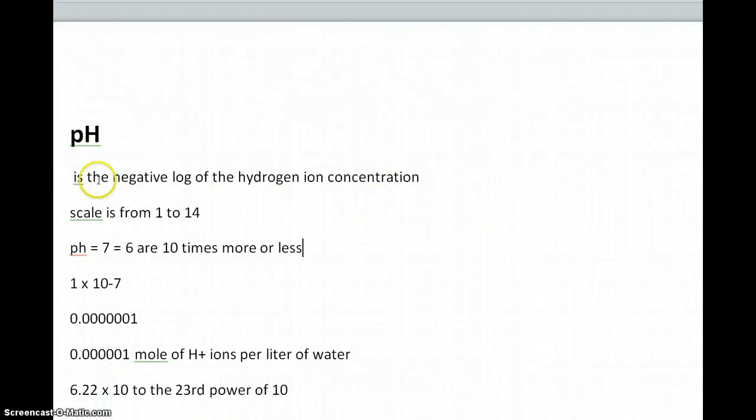So what is pH? pH is the negative log of the hydrogen ion concentration on a scale from 1 to 14. What does that mean? Well, first of all, it is the measure of the concentration of hydrogen ions in a liter of water by mole. So let's take a look at pH 7 or pH 6. pH 6 is 10 times more concentrated than a pH 7. Let's look at why. A pH 7 is 1 times 10 to the minus 7. That's what we mean by a negative log, base 10, of the hydrogen ion concentration.